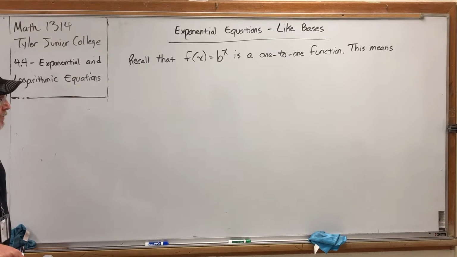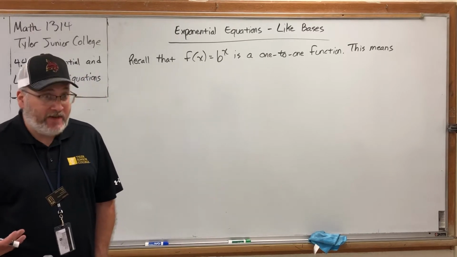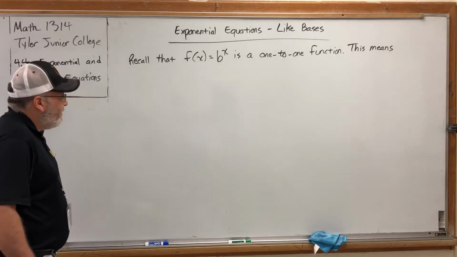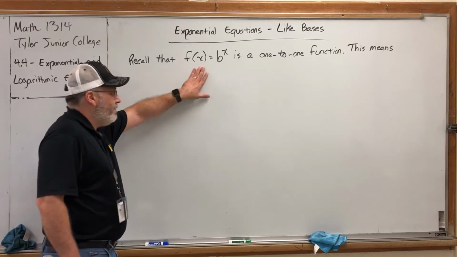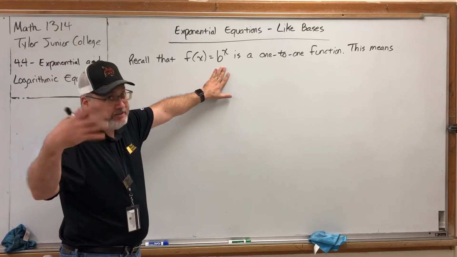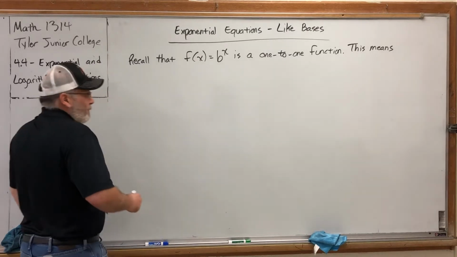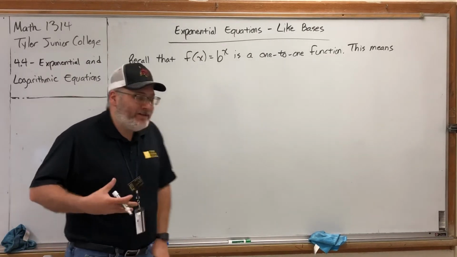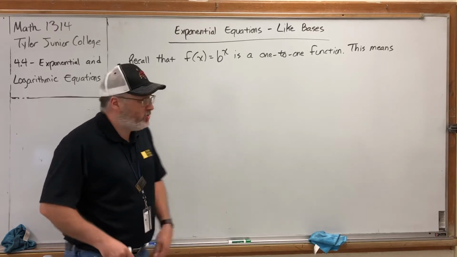So how are we going to solve exponential equations with like bases? Well, we're going to build a strategy based on something that we've already taken advantage of before: the fact that exponential functions are one-to-one. Recall that the function f of x equals b to the x, as long as b is positive but not equal to 1, is a one-to-one function. This means the only way to get equal outputs is if you have equal inputs.